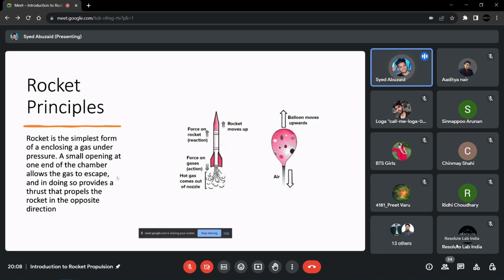The balloon travels from point A to point B. People wondered how it travels, and at that time nobody knew. Nowadays, in the time of modern technology, people understand that this is the basic principle of Newton. A rocket, in its simplest form, is enclosed gas under pressure. A small opening at one end of the chamber allows the gas to escape, and in doing so provides a thrust that propels the rocket in the opposite direction.